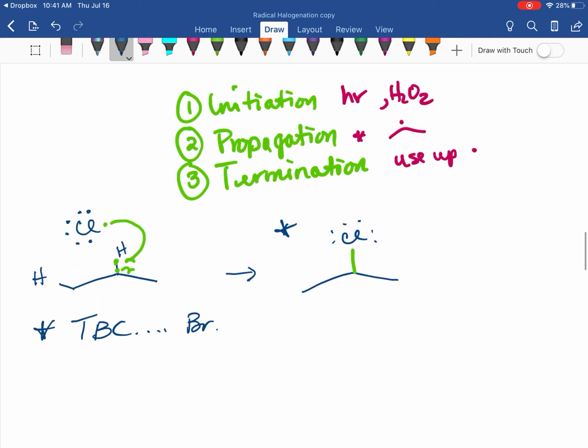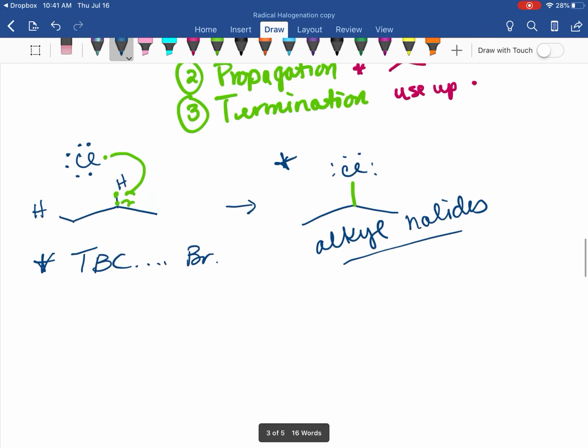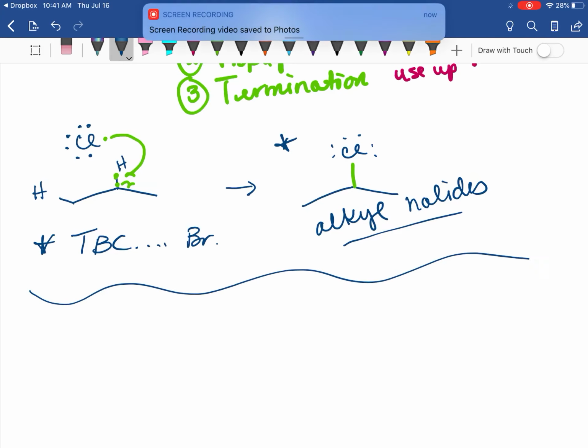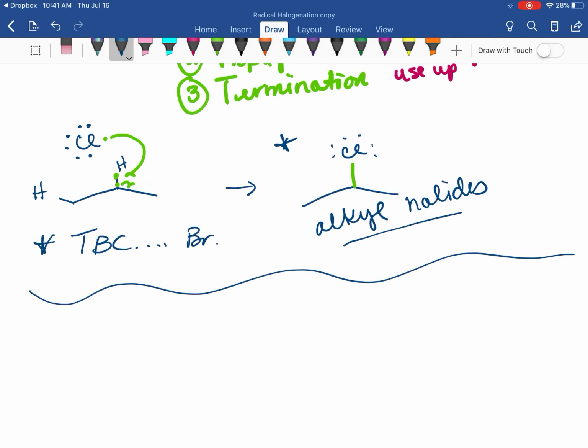Welcome back, OChem. Let's continue our radical halogenation. This is where we left off in the last video. Remember, we did our radical halogenation with chlorine, and we ended up with an initiation, propagation, and termination step, and we made alkyl halides. Now, this reaction works with both bromine and chlorine. So let's go ahead and draw the product for bromine, and then we're going to stop and compare the two processes. So let's give you the general for bromine.